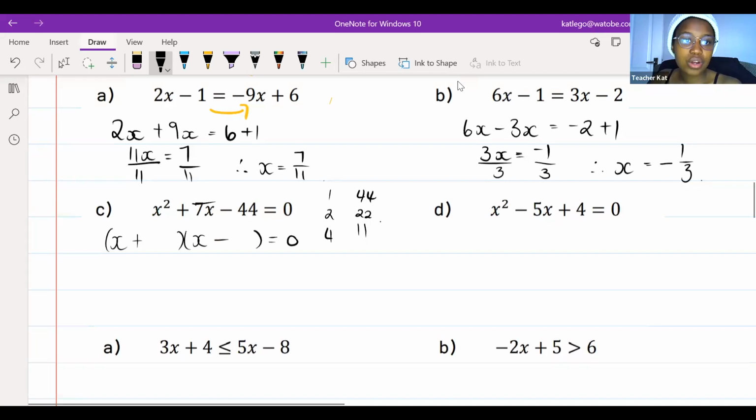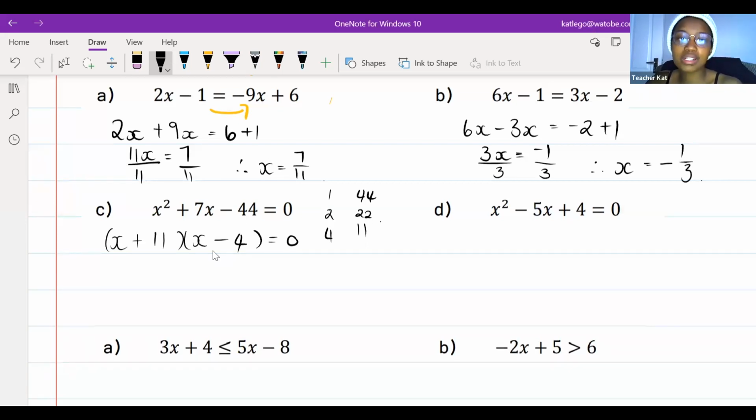So tell me, out of 1 and 44, do you think we'll ever add up to 7x? Nope. 2 and 22? Nope. 4 and 11? Yes, if you minus them. There we go. So which one is positive and which one is negative? Positive 11 and negative 4. Beautiful, because 11 minus 4 will give you 7x.